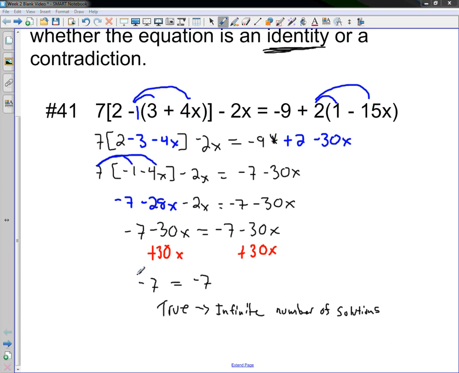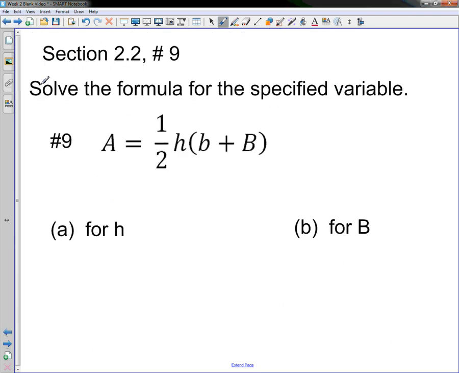Let's move on to section 2.2, which is dealing with looking at some formulas. Section 2.2 is still solving, but we're solving for specific variables. All this means is we're going to move all the variables around so that we have it solved for the variable that we're worried about. So in part A, it's telling me to take this area formula.